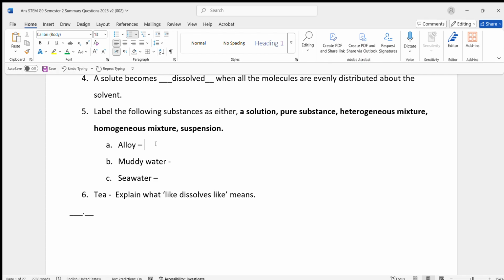Of course, you need to say homogeneous mixture. And then we go for muddy water. Muddy water is a suspension, if we can see that. And the seawater sample is a solution, and that's the answer.